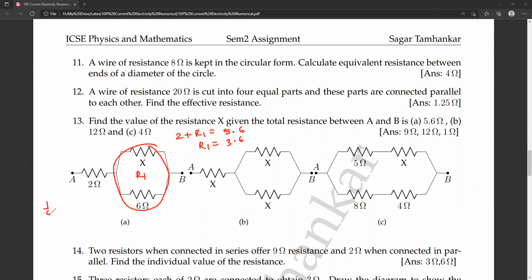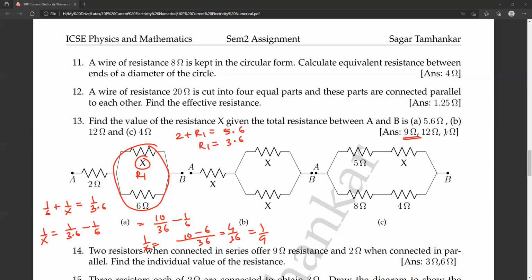So 1 by 6 plus 1 by x is 1 by 3.6. So what is 1 by x equal to? 1 upon 3.6 minus 1 by 6. Of course, now it's a math question for you. You can solve it the way you like. You can make this 10 and 36. So if 36 is in the denominator, this will be 10 minus 6, 4 by 36, that is 1 by 9. So the value of x is 9 ohms.